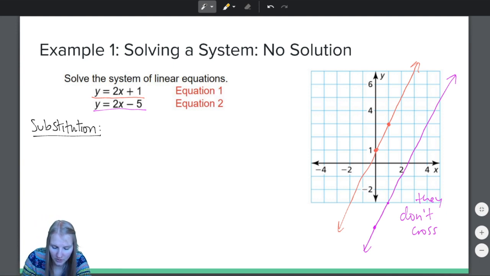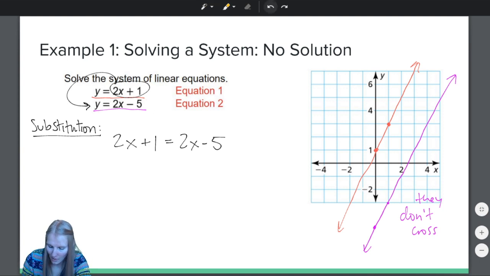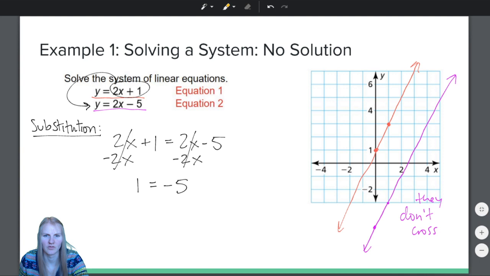If we solve this by substitution, I have y equals 2x plus 1. So I'll substitute that into this equation. We have 2x plus 1 equals 2x minus 5, because both of these things are equal to y. All right, now let me solve this. I need to get all of my x's together, so I'll subtract 2x from both sides. And then, oh wait, I get 1 equals -5.